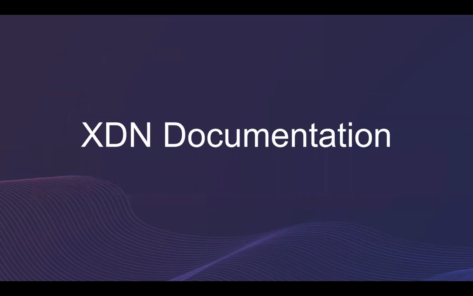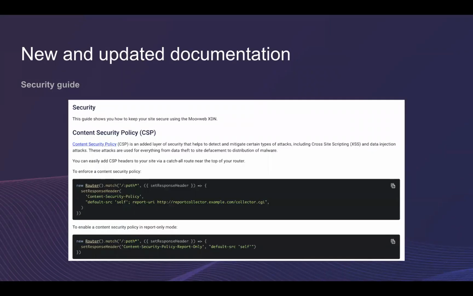Right. There have been some minor updates in XDN documentation as well. I want to walk you through those. We now have a new security guide. We all know protecting our sites is very important. So you can walk through how CSPs and other cross-site scripting and data injection attacks can be prevented on Moovweb XDN sites. The guide is there now on developer.moovweb.com. We also provide some sample code on how you can implement those, as you can see in the snippet there. So it should be easy to use and incorporate into your existing site.